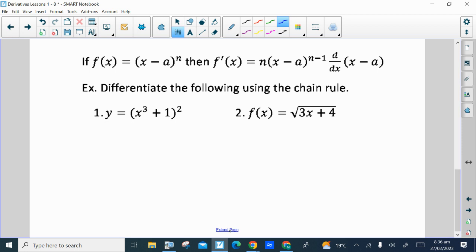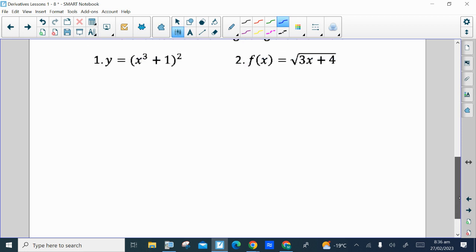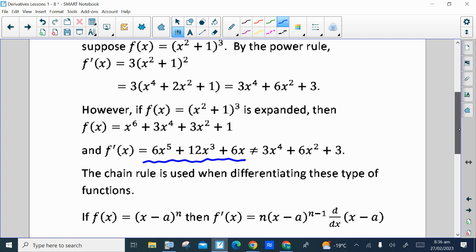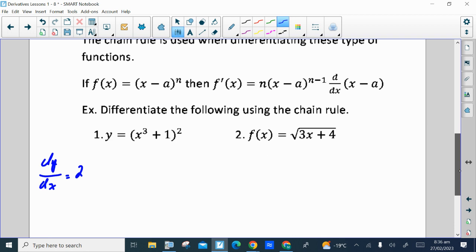So let's do that. So if y equals x cubed plus 1 all squared, then the derivative, which would be dy by dx, so using the chain rule, 2 comes in front. Is that the same one? No, that one was x squared plus 1 all cubed. So no, that's completely different. I thought it was the same one, but it's not. But anyway, let's do this using the chain rule.